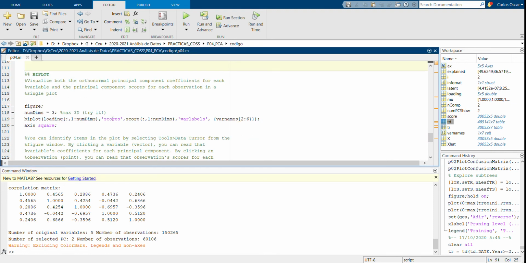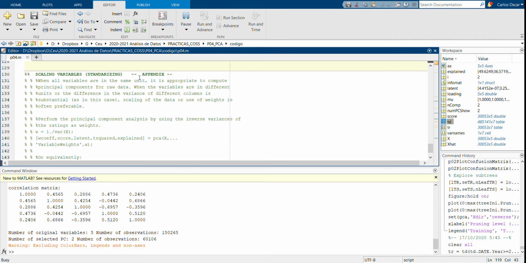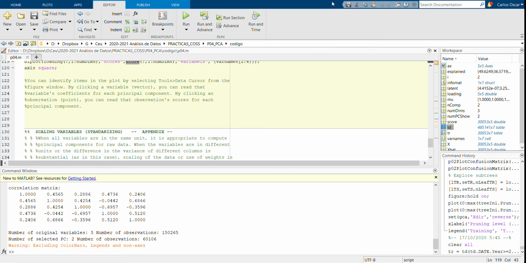And the last plot we wanted to do was a biplot now in 3D, and there is a problem here, that is that it has too many variables. So this 30,000 is a problem. It is a problem to rotate the plot. It takes too much time. It is too slow. So here we are. I cannot rotate it because it takes too long.